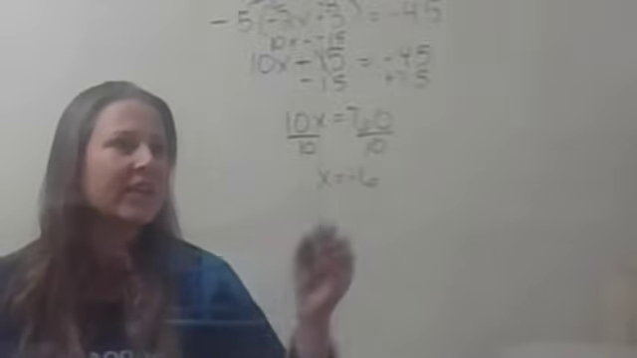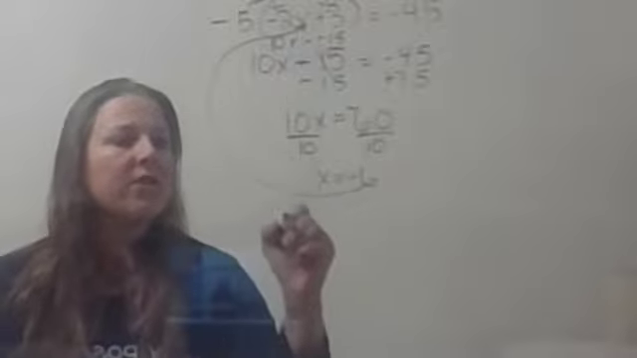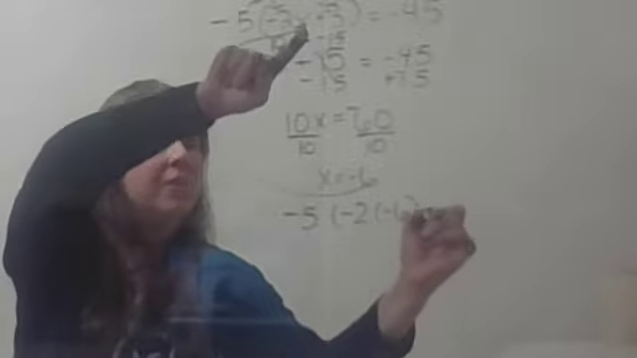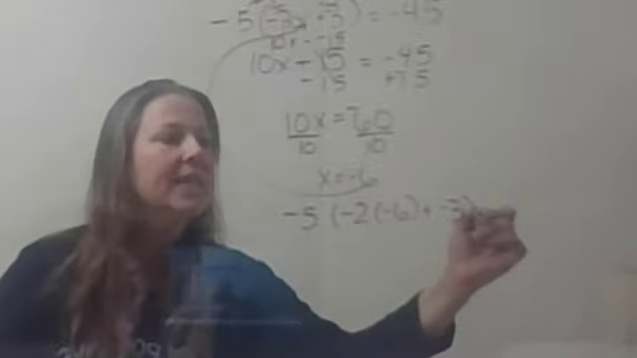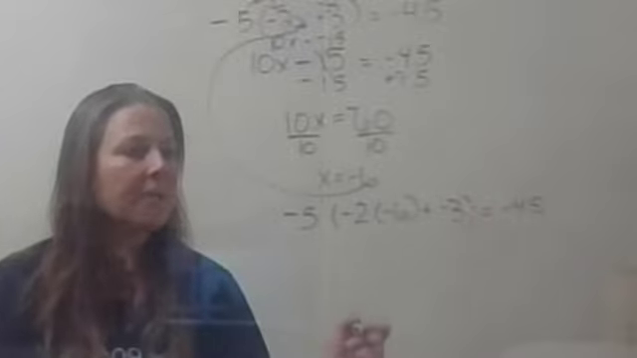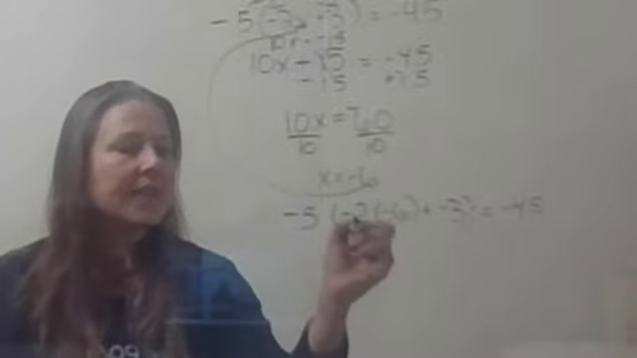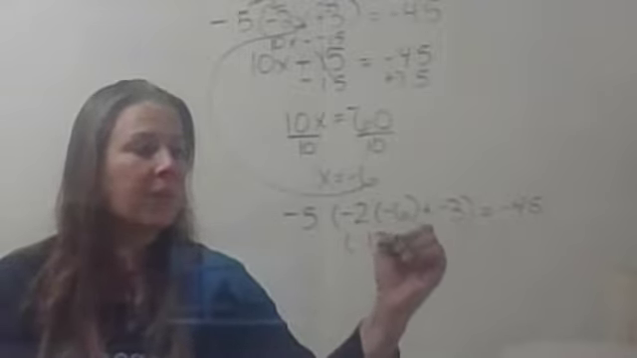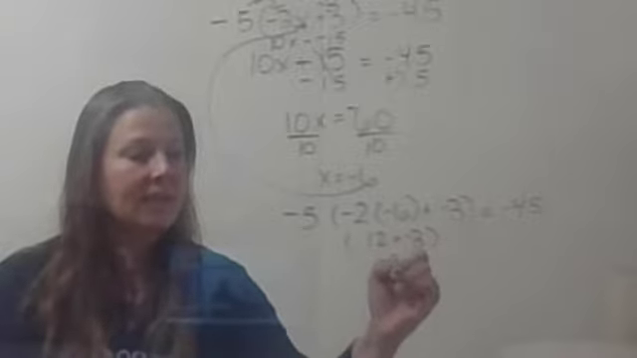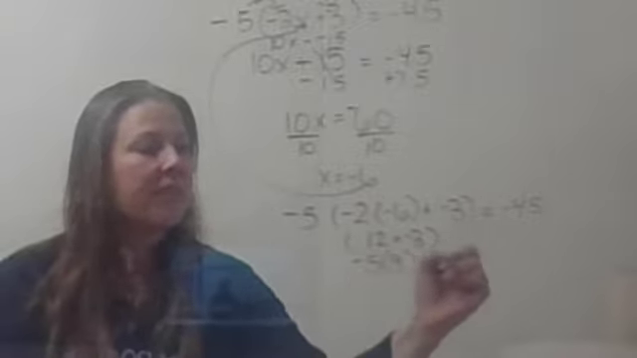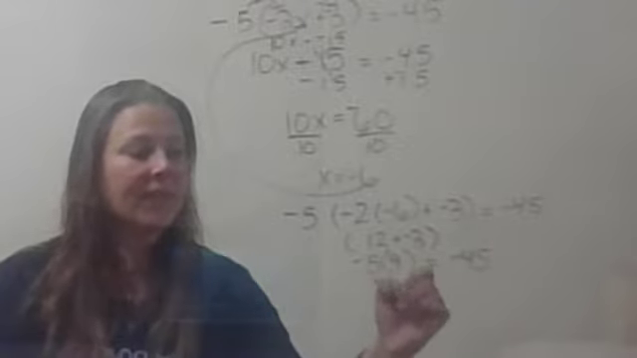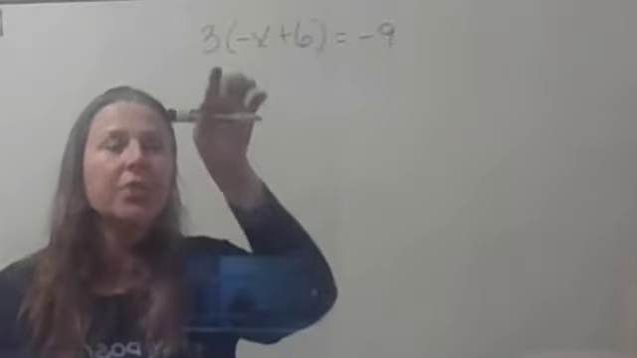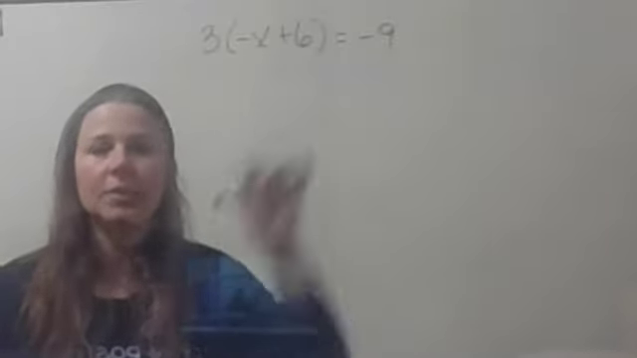And then why not check it? So whip this up into the x. So -5 times -2 times -6, we're right here, plus -3, is that equal to -45? So -6 times -2 is positive 12. So positive 12 plus -3 or minus 3 is 9. So is -5 times 9 equal to -45? Yes, it is. So that's correct. Here we have 3 times -x plus 6 equals -9.